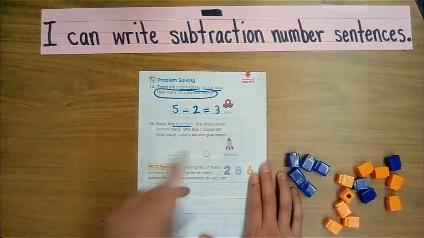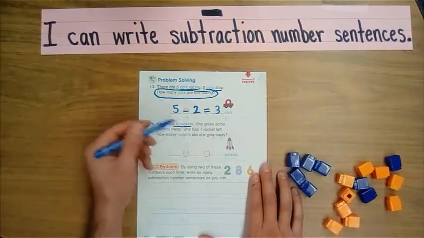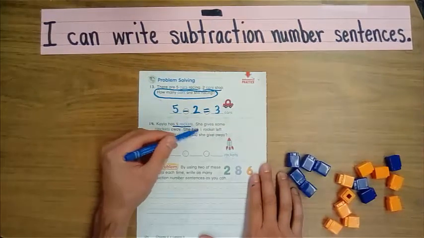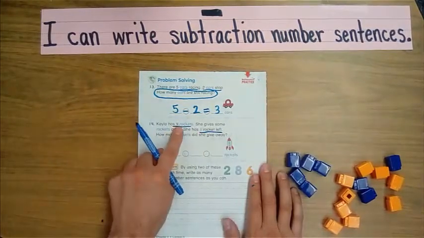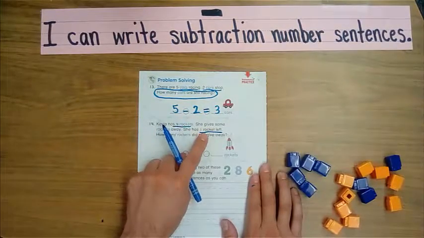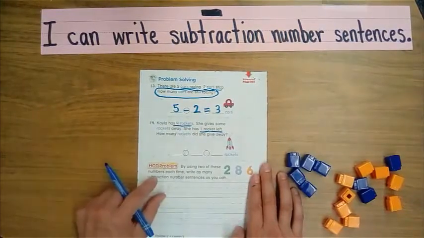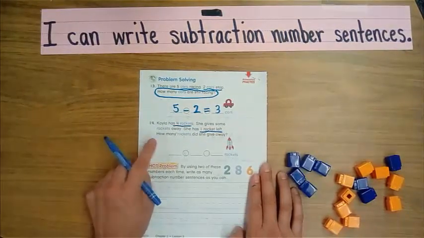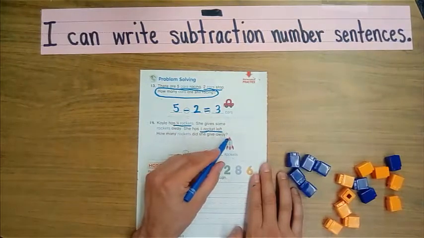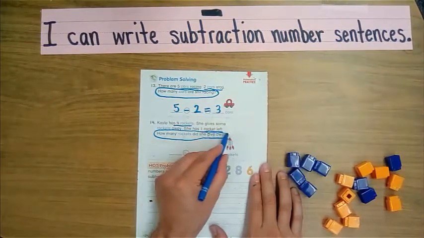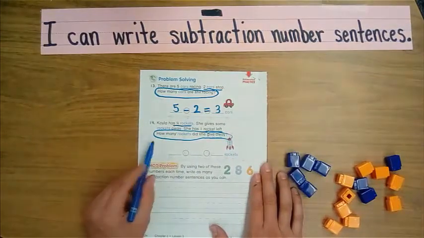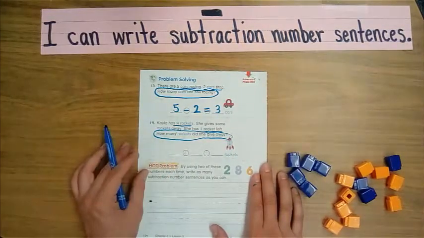It just says that she gave some away. I don't know how many. She has 1 rocket left. Okay, so this is what she started off with. This is what she has now, 1 rocket. So I'm going to underline that. How many rockets did she give away? Oh, I see a question mark. That means that's what it's asking me. That's the mystery I have to solve. So I'm going to circle that. How many rockets did she give away?